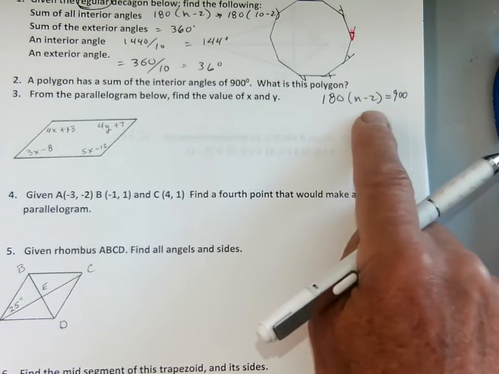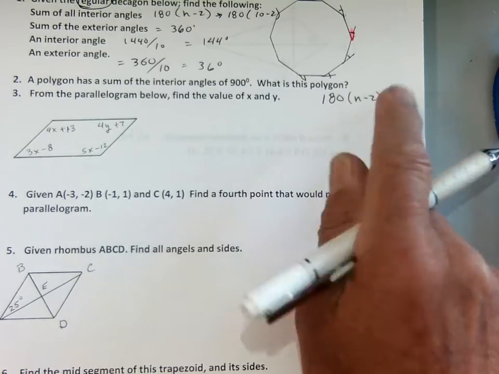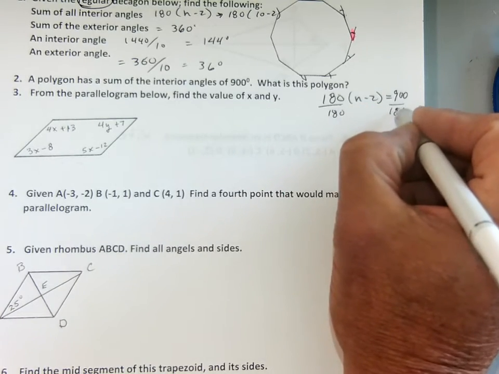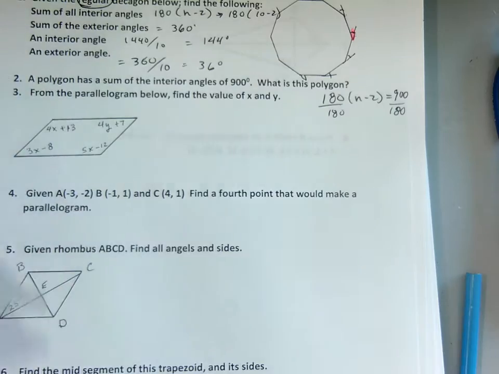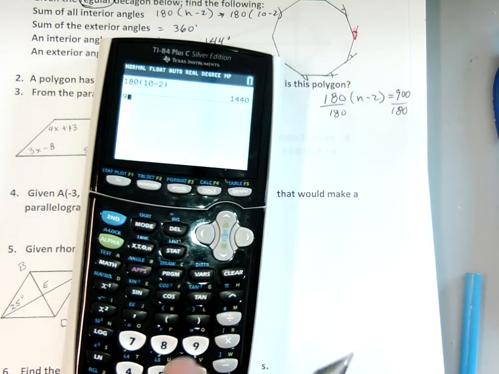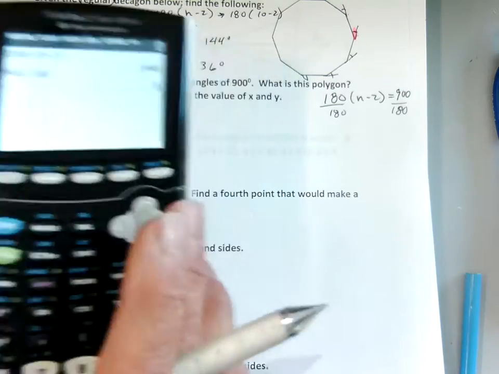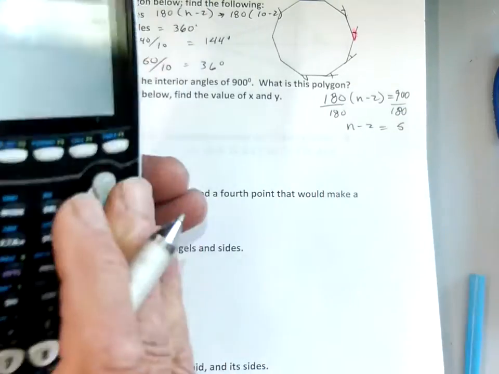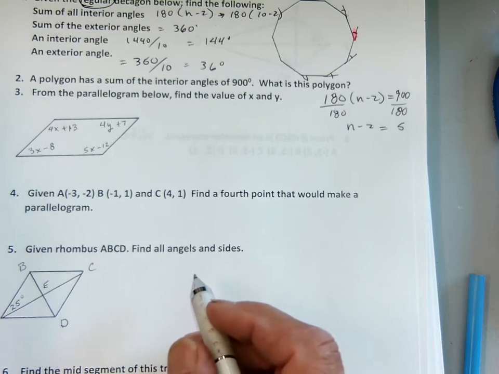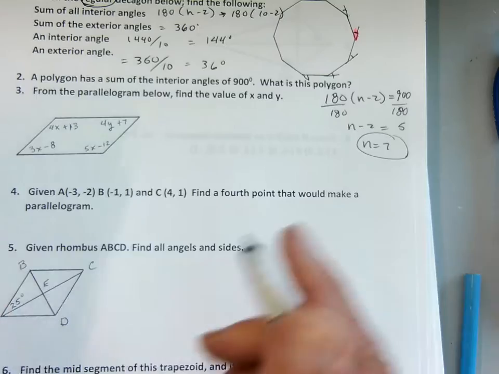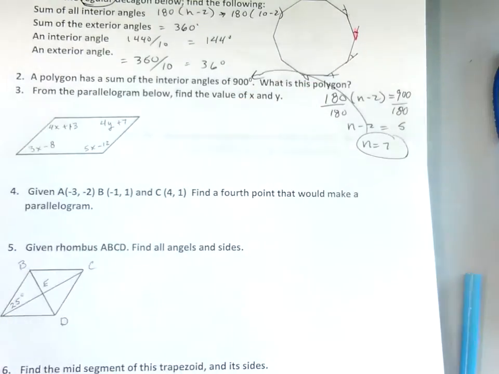So I'm just going to solve. Well, to solve this, the first thing I'm going to do is divide by 180, divide by 180, okay? I can use my calculator on that. 900 divided by 180, and I get an answer of 5. Okay, so I got n minus 2 equals 5. And then, of course, plus 2, n is 7. So it had to be a septagon that gave me that answer.